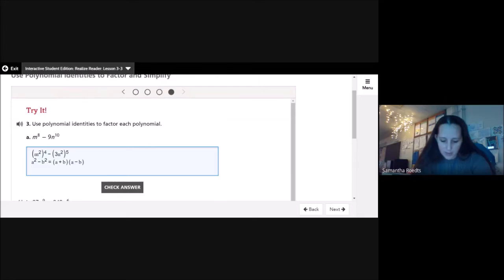So I'm going to take, actually, I'm going to go the other way. It should be m to the 4th squared minus 3n to the 5th squared. Okay, so a equals m to the 4th, and b equals 3n to the 5th. So I have m to the 4th plus 3n to the 5th times m to the 4th minus 3n to the 5th.